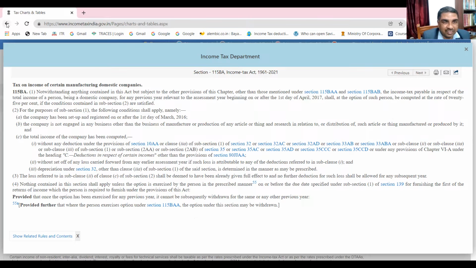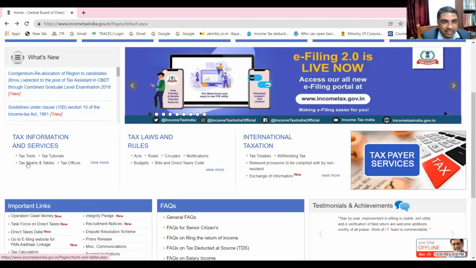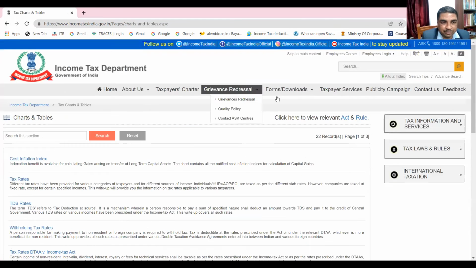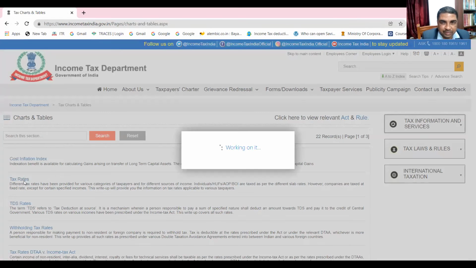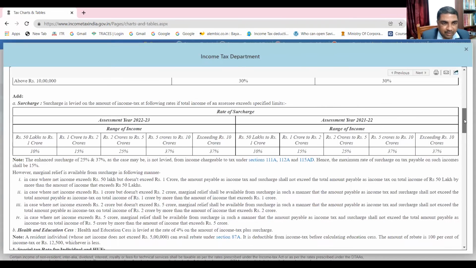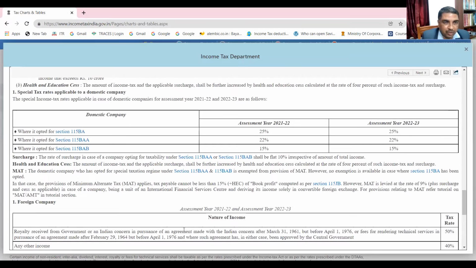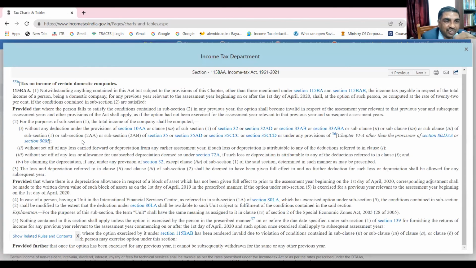Yes, sir. Okay. Similarly, once again, let me take you to the rates chart. Now, if you refer to 115BAA, the rate of tax is not 25%. Here it is 22%. But this is again optional, where you opt for this scheme. You can understand 115BAA. Here you see the rate of 22%. You see, these rates are in the Income Tax Act itself. They are not in the Finance Act. Yes, sir. Special rates, you see. These are called special rates.